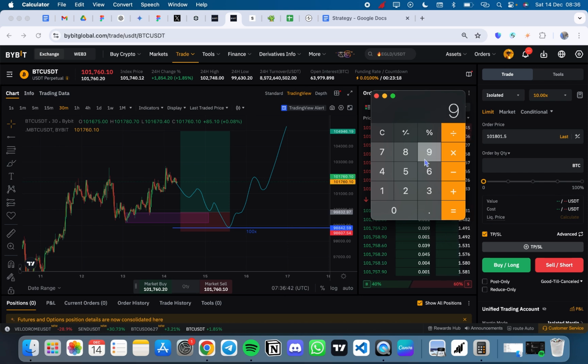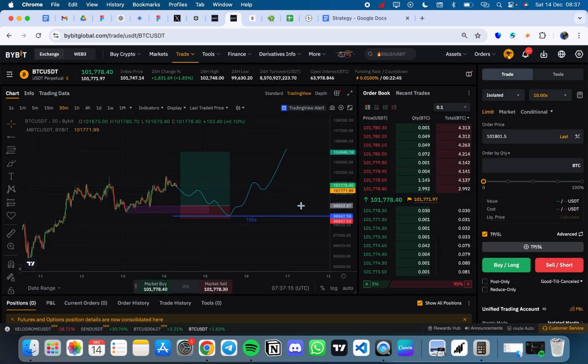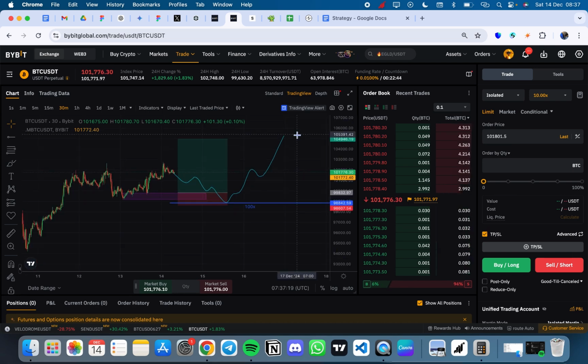So we simply do 99,832 minus 9,983.2. What would this give us? This will give us a liquidation price of 89,848. This sounds good, right? Just think about it. Our stop loss is at 98,607. Our liquidation price using a 10x leverage is 89,848. So for us to even see that liquidation price on the chart, this is what we have to do.